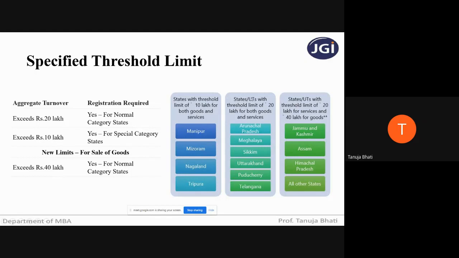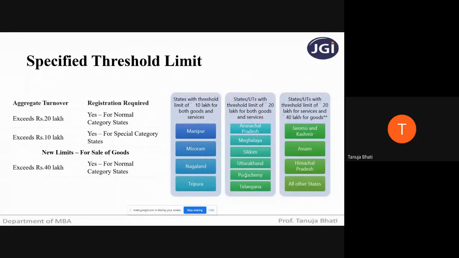Now, states or union territories with threshold limit of 20 lakhs for both goods and services. Where the limit is 20 lakhs, there it is: Arunachal Pradesh, Meghalaya, Sikkim, Uttarakhand, Puducherry and Telangana. That means these are the states where the threshold limit is 20 lakhs if it exceeds 20 lakhs for both goods and services.